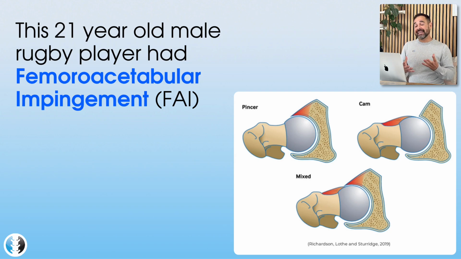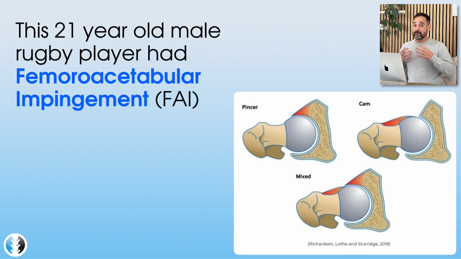FAI is a condition where we have bony overgrowth, either on the acetabulum, as you can see here, which is what is called a pincer lesion, or additional bony growth on the head and neck of femur, which is called a cam lesion.